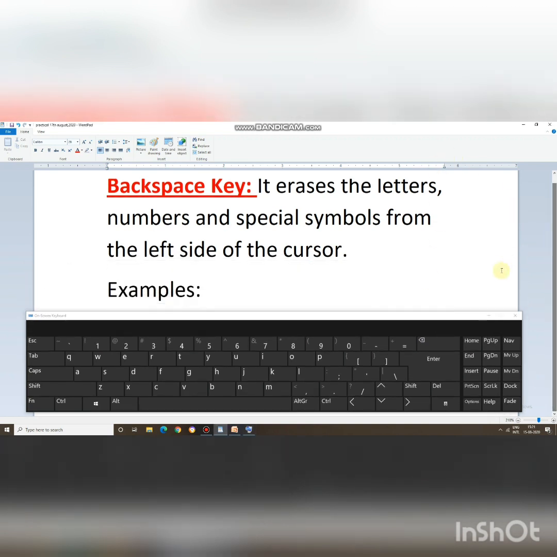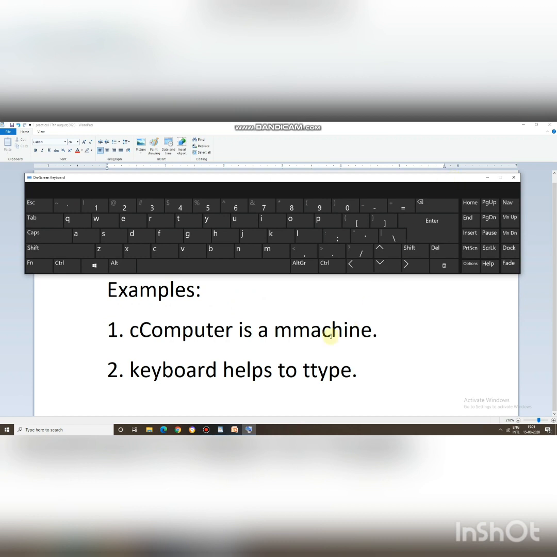Now I have given two examples. What are the two examples? I have written two examples. Computer is a machine. I know in the first example there are so many mistakes. I hope you must have identified the two mistakes. One is the first word, which has two C's, one small c and one capital C. One more error in the same sentence is the double M in machine.